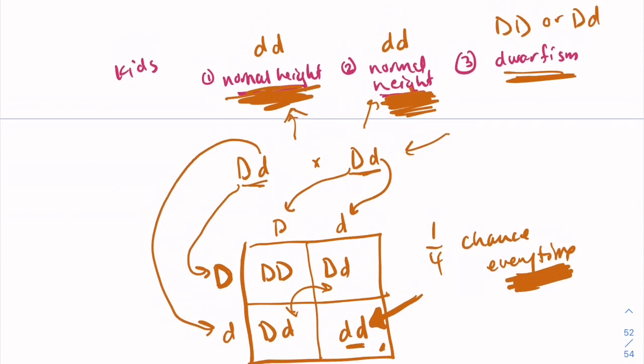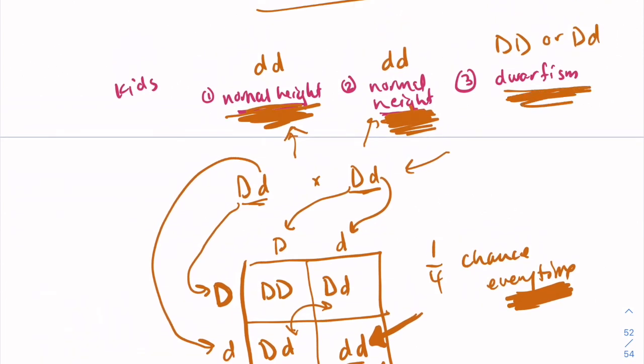So we don't really know whether or not their child who has dwarfism is either this box or one of these ones. But they have twice the chances of being heterozygous than they do being homozygous dominant.